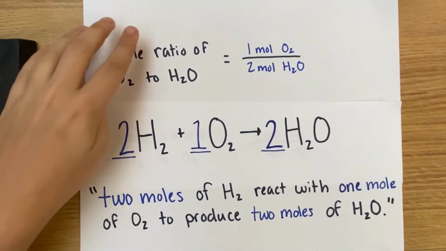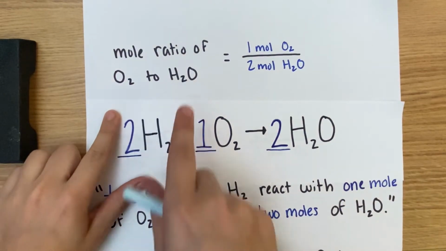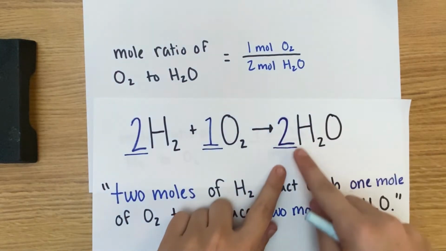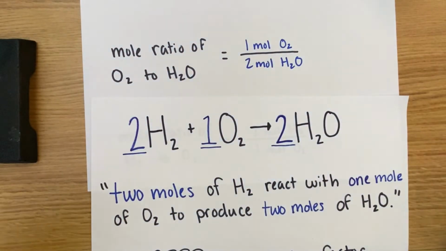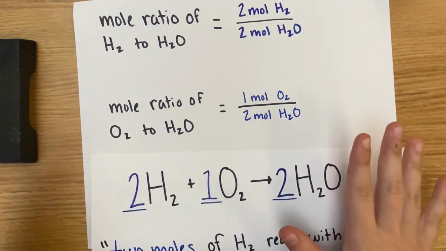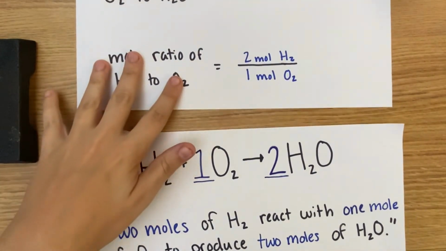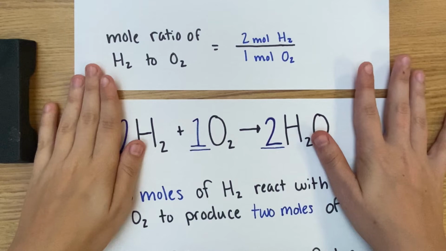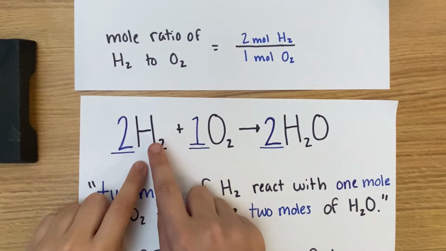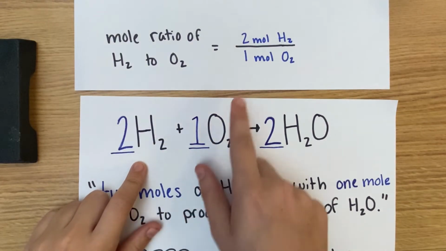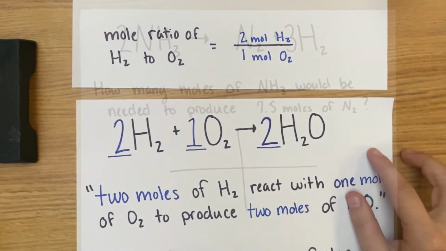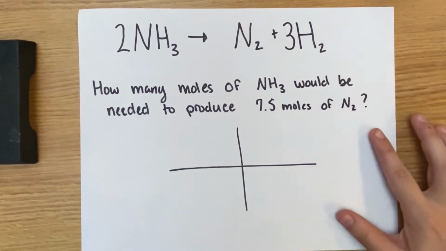Another example is if we wanted the mole ratio of O2 to H2O. Well, in our balanced reaction, we only have 1 mole of O2 for every 2 moles of H2O. In both of these examples, we're looking at a reactant and a product, but it doesn't always have to be that way either. We can also look at the ratio of just the reactants or just the products. So if we want the ratio of H2 to O2, then it would be 2 moles of H2 to 1 mole of O2. Let's look at how we might actually perform a calculation with this.